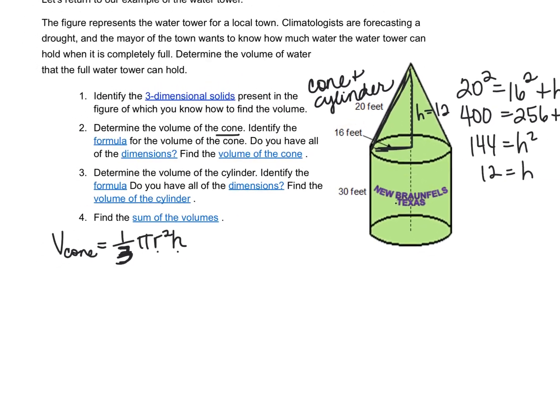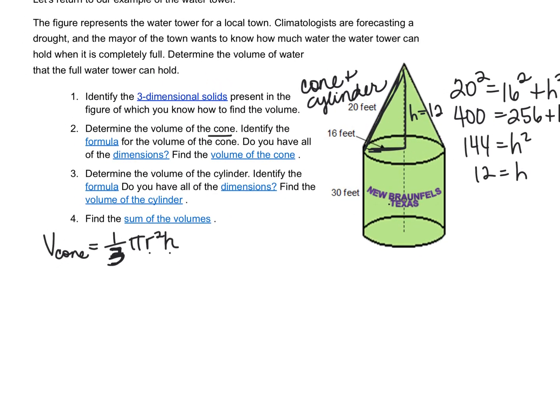Okay, so let's figure out what the volume of the cone is. So 1/3 pi 16 squared times 12, and so that's going to equal 1,024 pi, and that's in feet cubed.